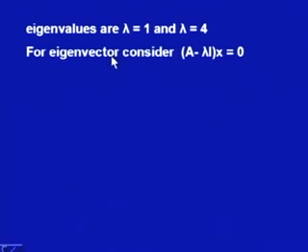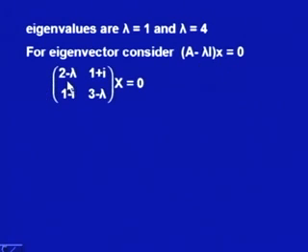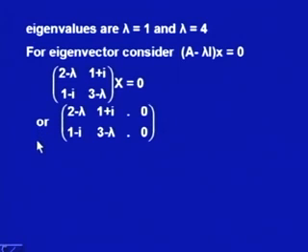To get the eigenvectors corresponding to these eigenvalues, we have to solve the equation A minus lambda I multiplied by x equal to 0. So, let us write down A minus lambda I x equal to 0. It is 2 minus lambda, 1 plus i, 1 minus i, 3 minus lambda, times x equal to 0. For lambda equal to 1, we solve this equation to get eigenvectors corresponding to lambda equal to 1, and when we solve it for lambda equal to 4, we will get the eigenvector corresponding to lambda equal to 4.